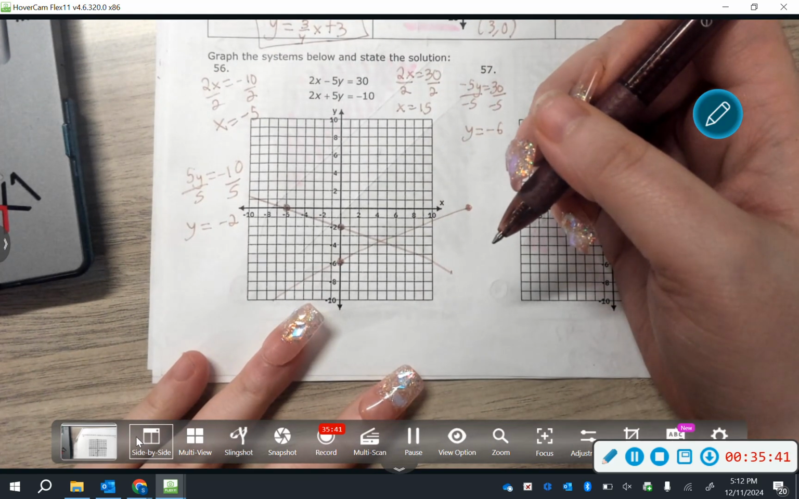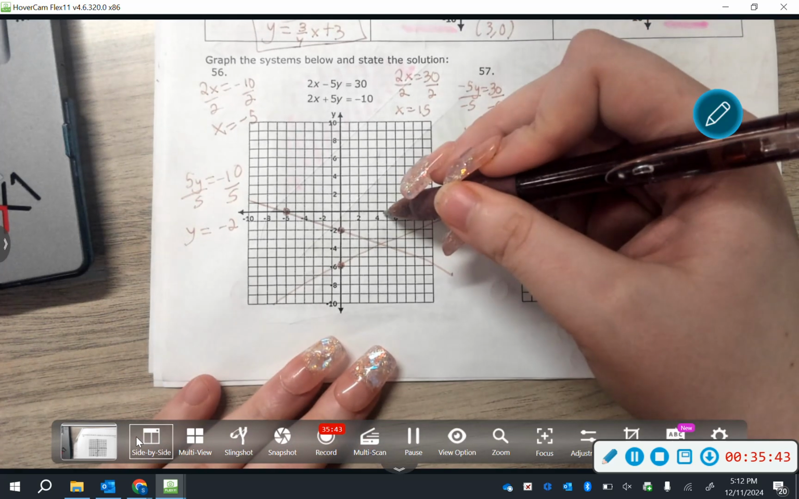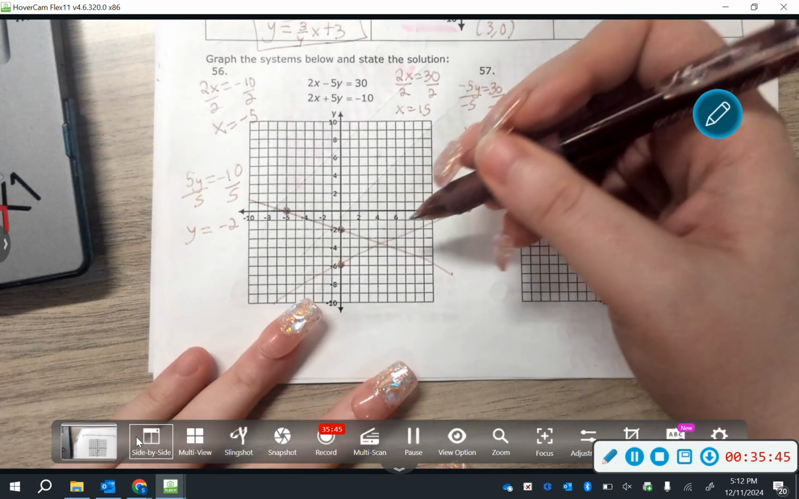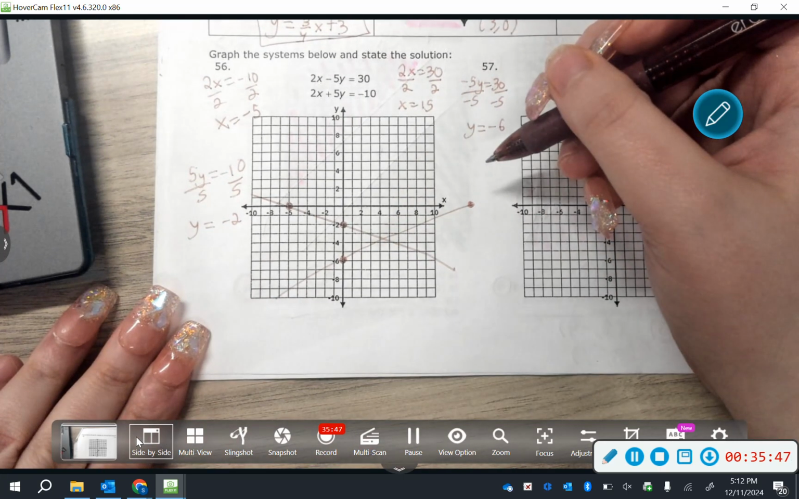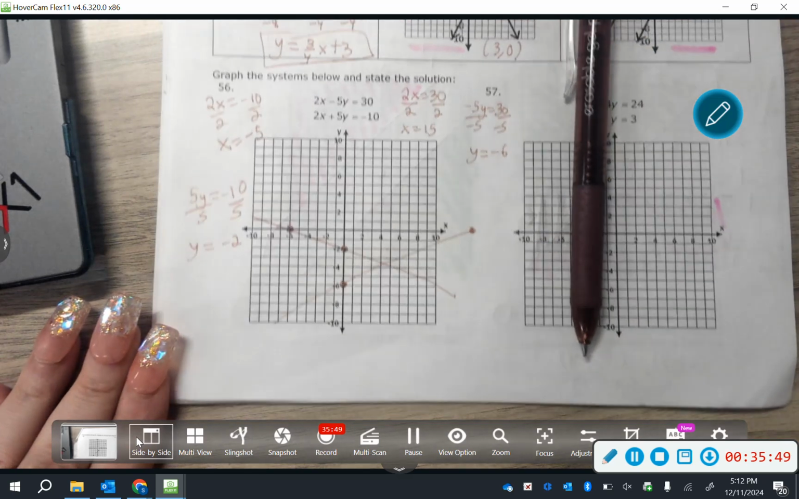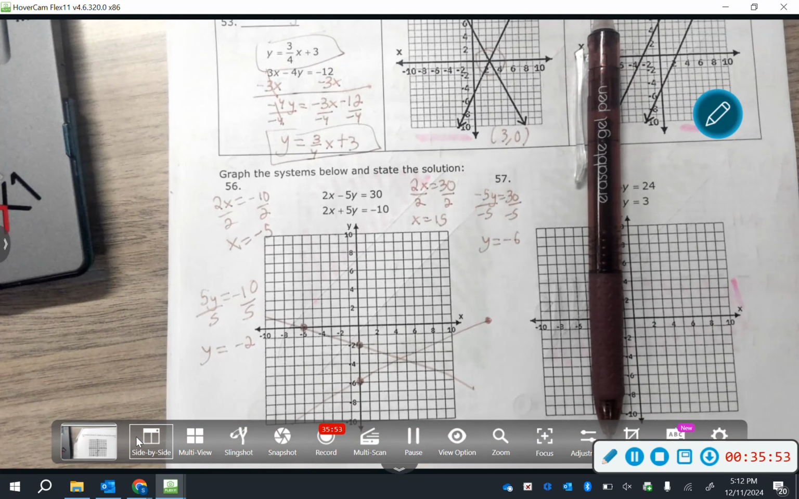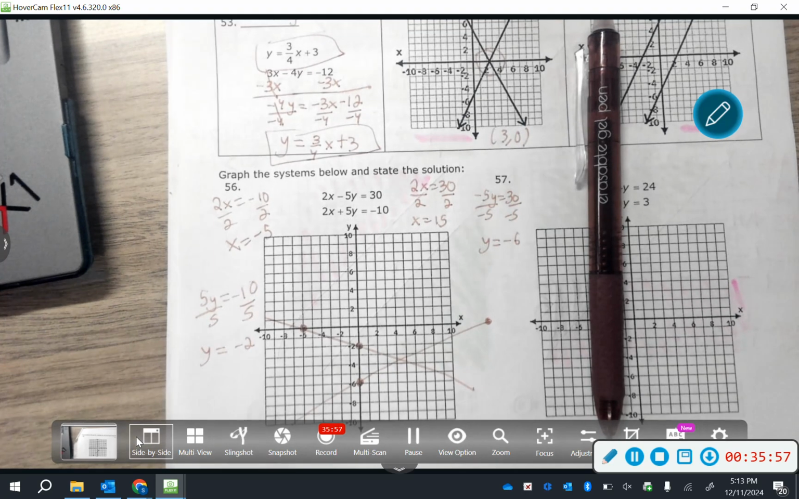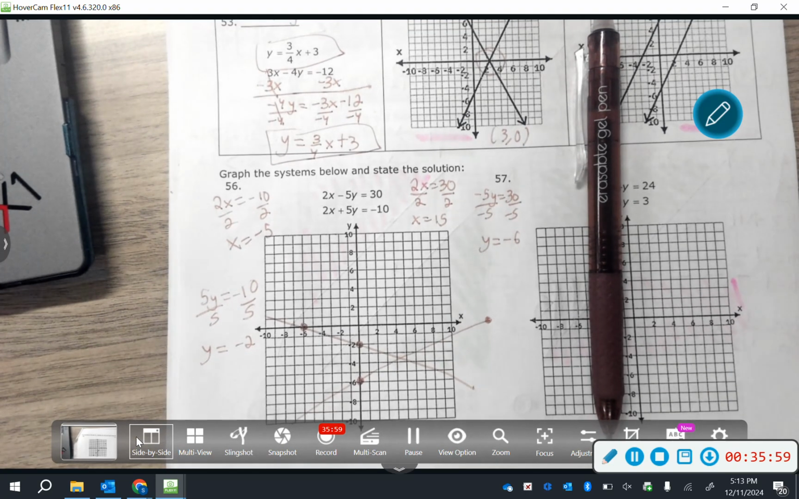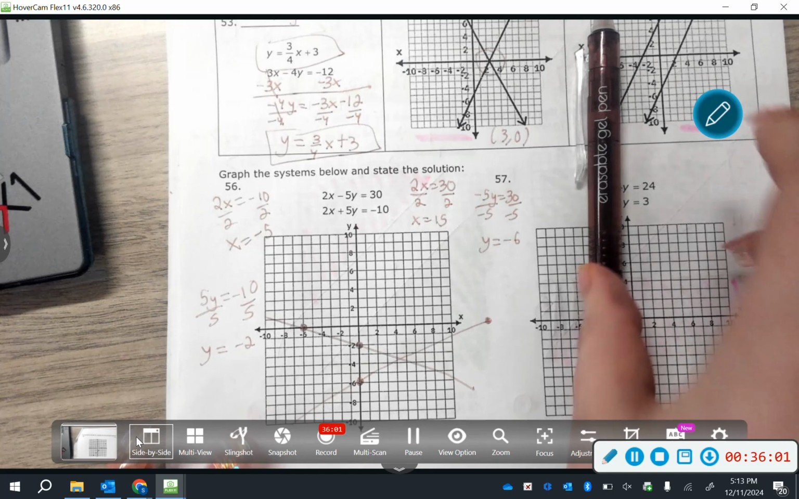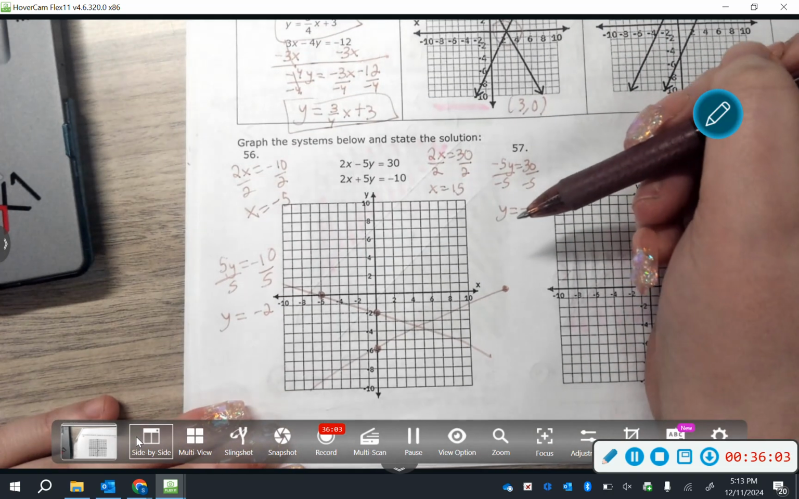Great. My line's probably not really accurate. I mean, it's really close to 4, negative 4. What's the answer to that one? I want to know. Nope, it's not on that paper. Dang it. I just wish I could be more accurate.